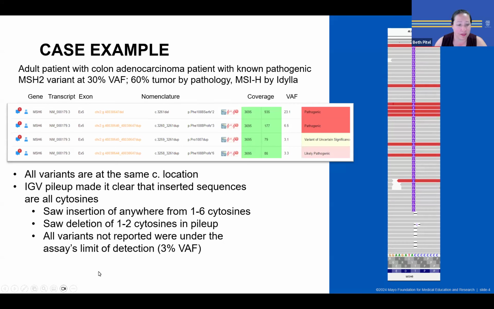And all the variants that were not reported were present, but they were under our limit of detection. So this causes some confusion as to, okay, now that we understand what's going on, what should be reported?